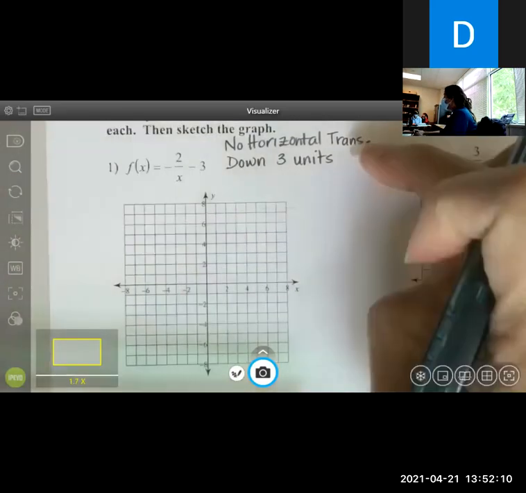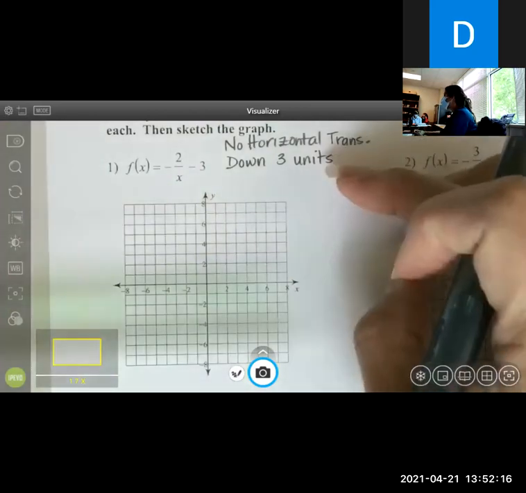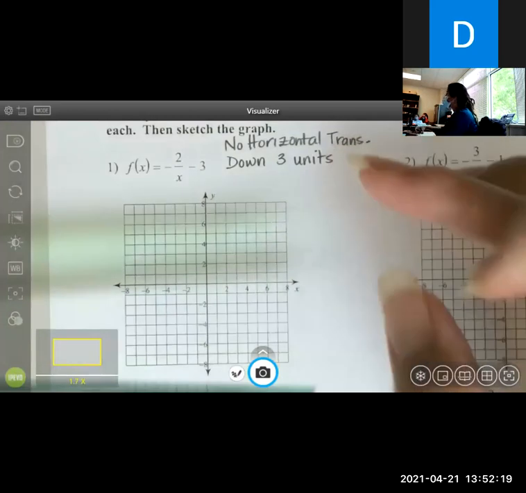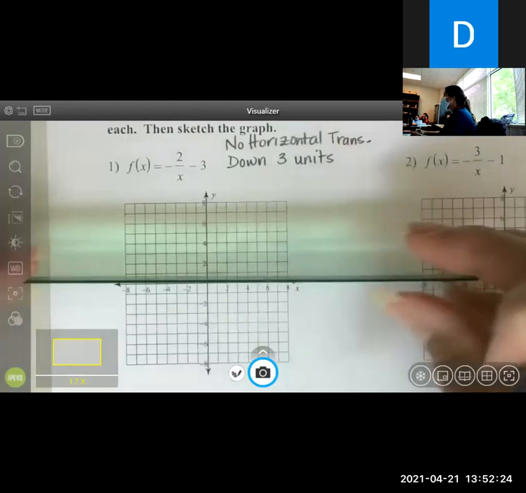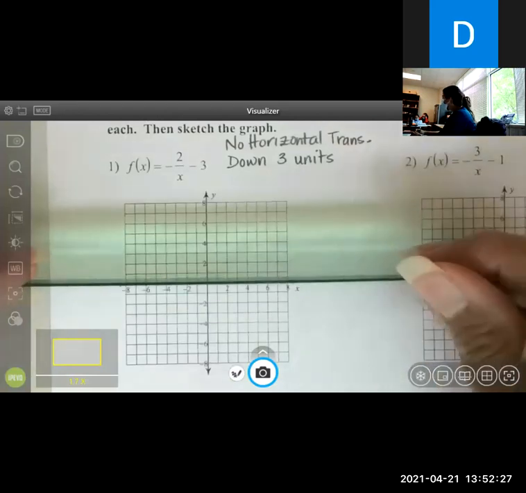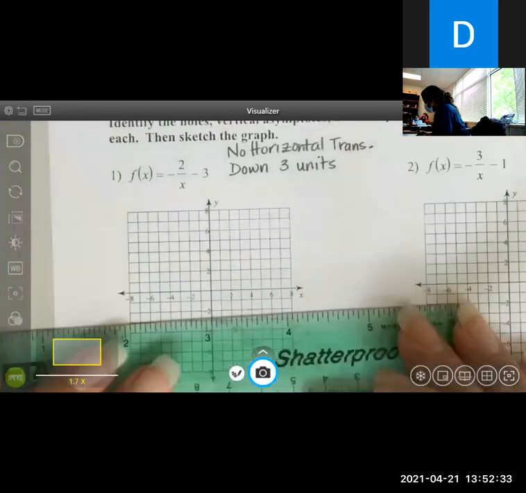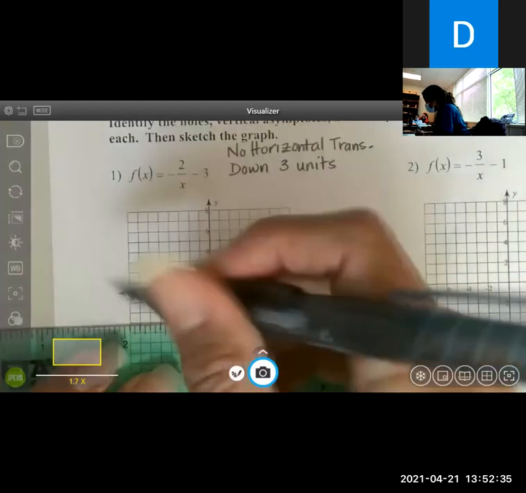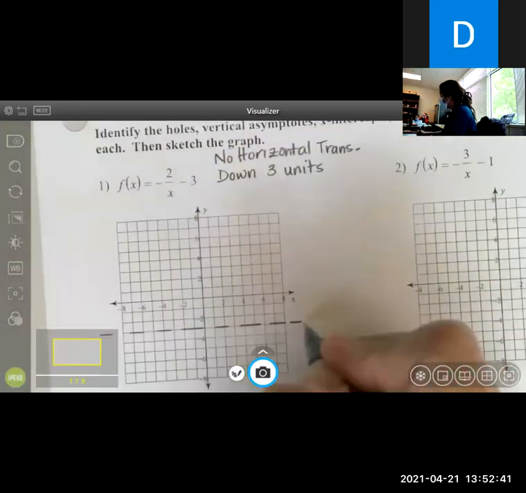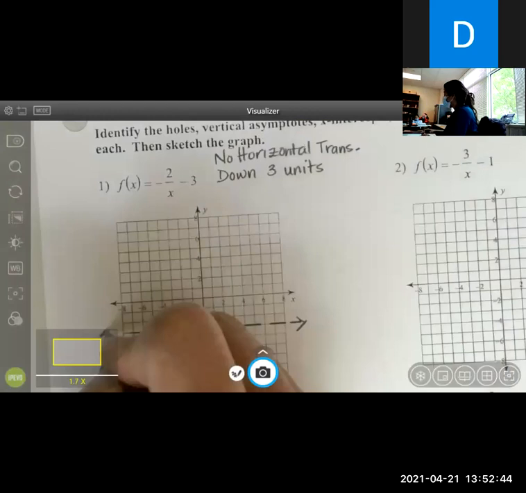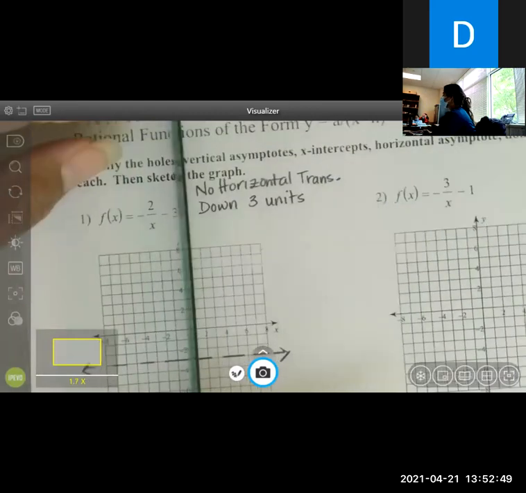Because there was no horizontal transformation, but there is a down 3 units transformation, that means those asymptotes are going to be affected, okay? So as far as our horizontal asymptote, because our function went down 3 units, that means our horizontal line also is going to go down 3 units, right? So we are going to come down here and draw a horizontal asymptote using a dashed line. And our vertical asymptote stayed at x equals 0.